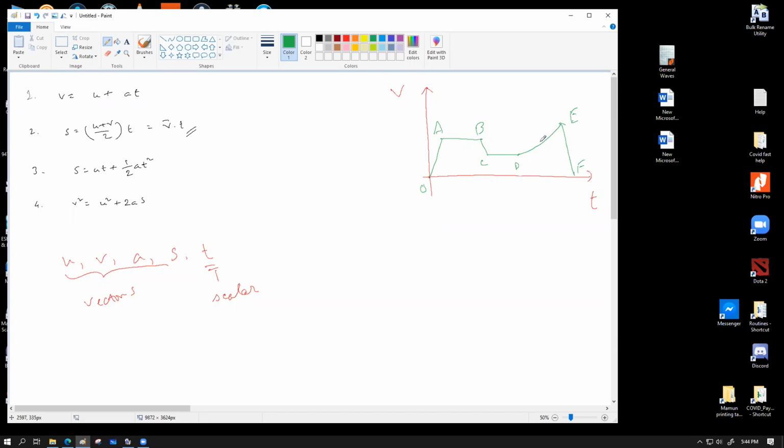So what I'm trying to tell you is that you can apply these four equations individually for this segment, this segment, this segment, and also this segment, because all of these are linear parts. They are straight line segments. But you cannot apply these equations for this curved segment, because they are exclusively applicable for constant acceleration. This is very important to understand. Don't just think these are golden rules you can apply everywhere. There are some predefined conditions where we can actually apply them.